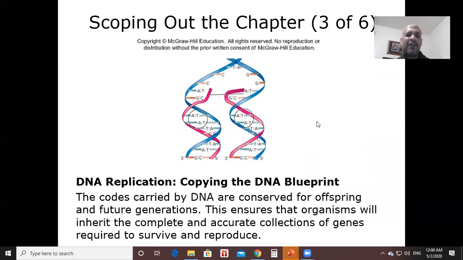Okay, so here we have DNA replication. So we're going to talk about the copying of the DNA blueprint. So the codes carried by DNA are conserved for offspring and future generations. This ensures that organisms will inherit the complete and accurate collections of genes that are required for survival. This blue part is the DNA, and they're connected, and these red parts is where each parent strand is replicated by exact duplicate of the separated DNA strands.